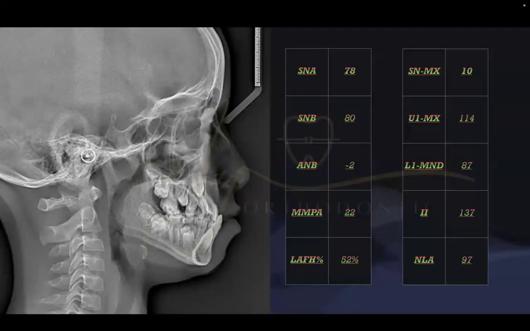Okay. What is the side effect of face mask? Maybe there could be anchorage loss, because after we procline the upper teeth, there could be some anchorage loss. How to control the challenging of the face mask? No, I don't know.